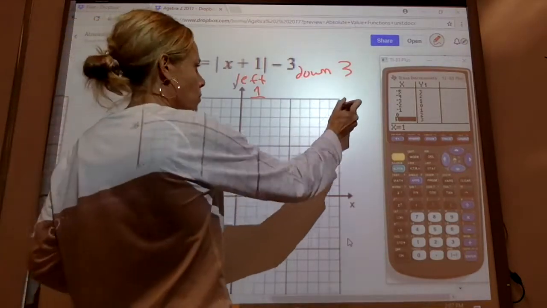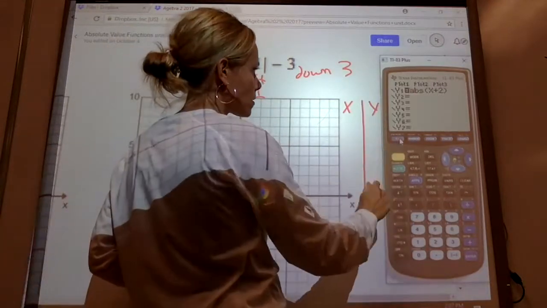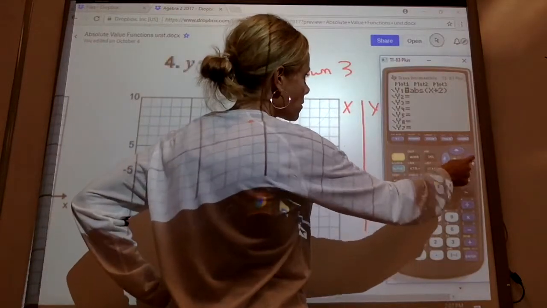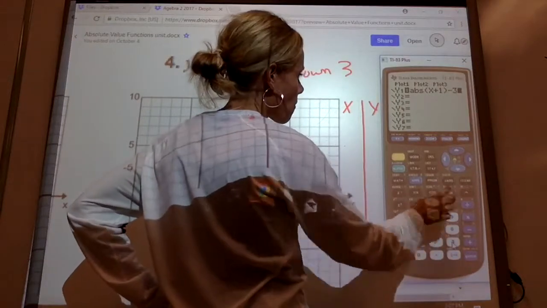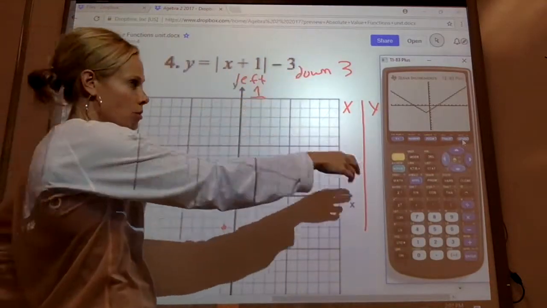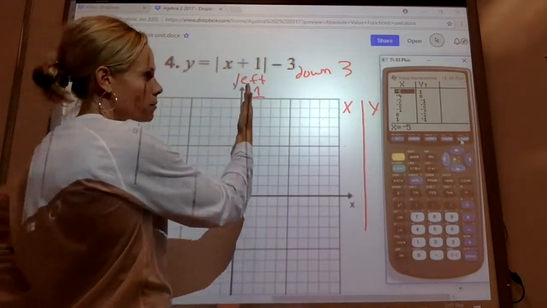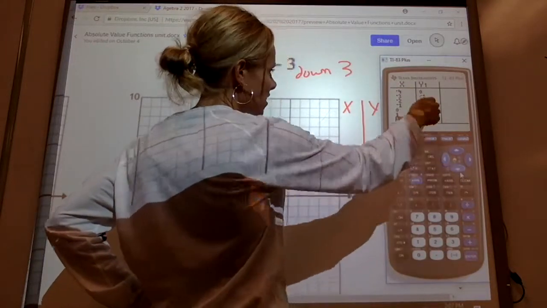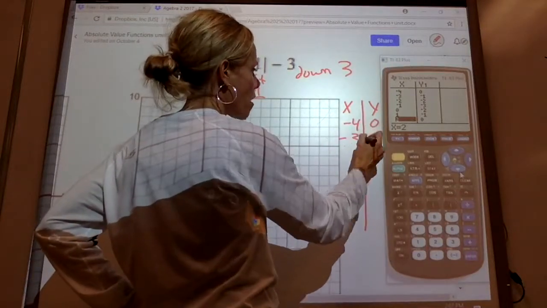So let's find some more points to graph. So y equals, and I want the absolute value of x plus 1, and then minus 3. Graph, and I can see left 2, down 3, so I know my description's correct. Second graph, and since I went left 1, I'm probably going to have symmetry around the negative 1 there. So that would be good points, negative 4, 0.